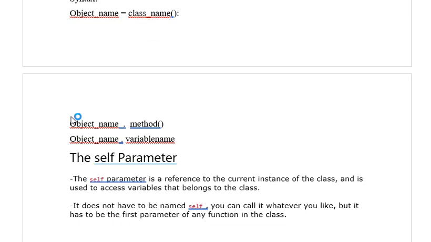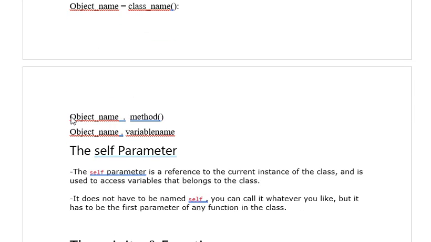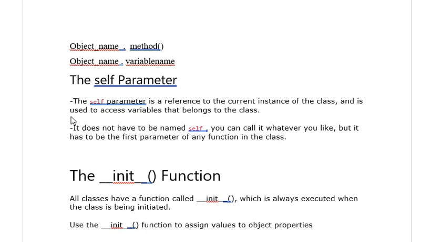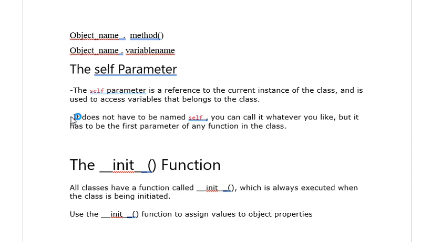To access the variables and the methods used in this class, we use the object name dot method and the object name dot variable name. I explained this, and I also explained the self parameter briefly. Now let's understand more clearly the self parameter and the init function, which is very important for working on projects. The init function will be helpful when dealing with projects. Let's take an example and start.